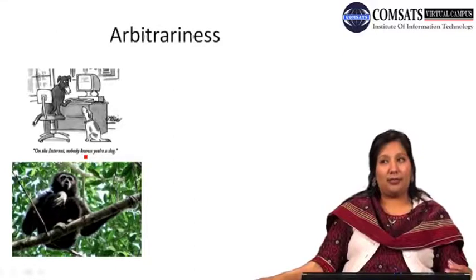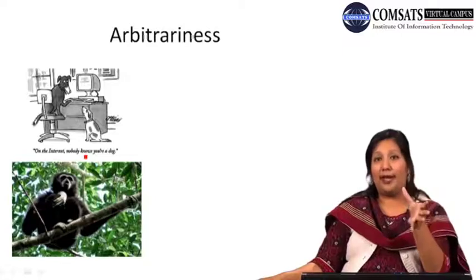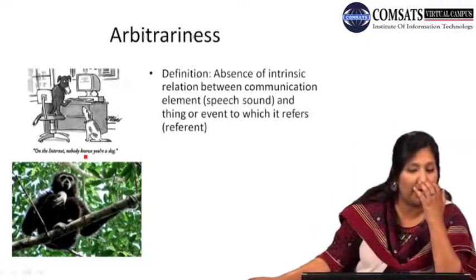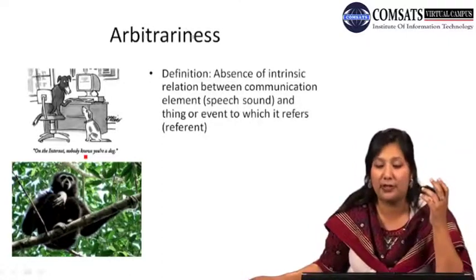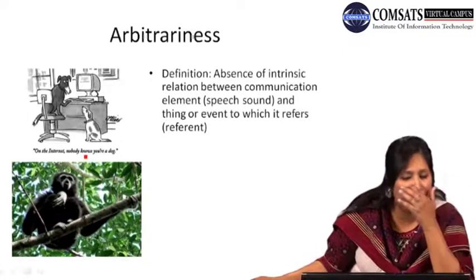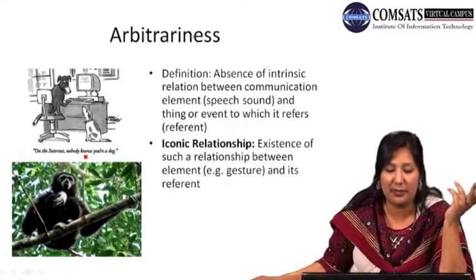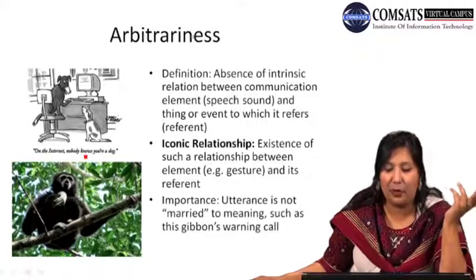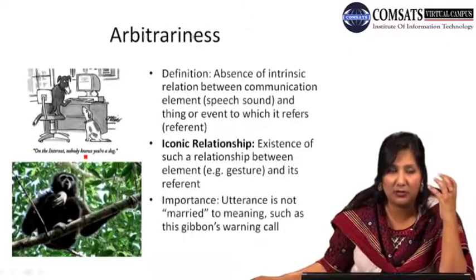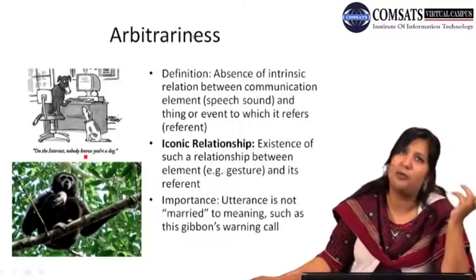Firstly, arbitrariness, as we talked about in the very first lecture, is a quality of language: the absence of an intrinsic relation between a communication element and the thing or event to which it refers. Between the speech sound and the object, there is no direct relationship. An iconic relationship can exist between an element, for example gestures, and its referent. The importance is that the utterance is not married to the meaning, such as the gibbon's warning call. We cannot always say that whatever I am uttering has some meaning. Sometimes it might not.